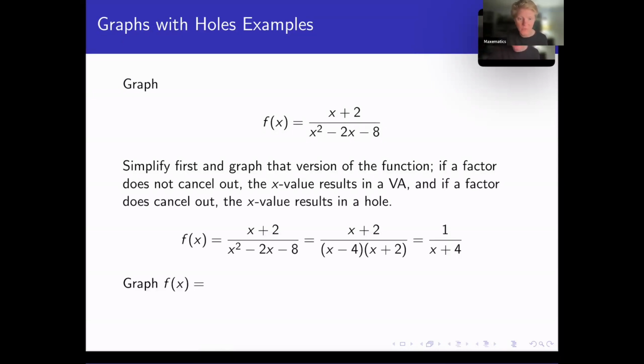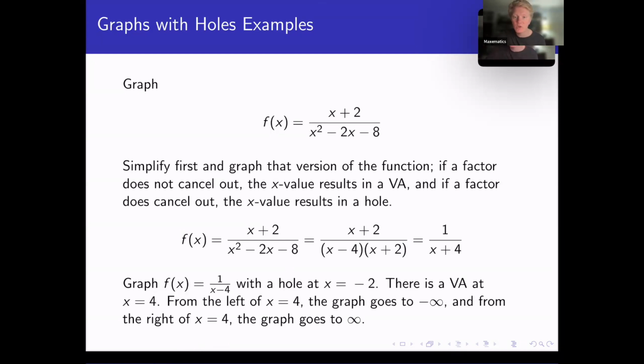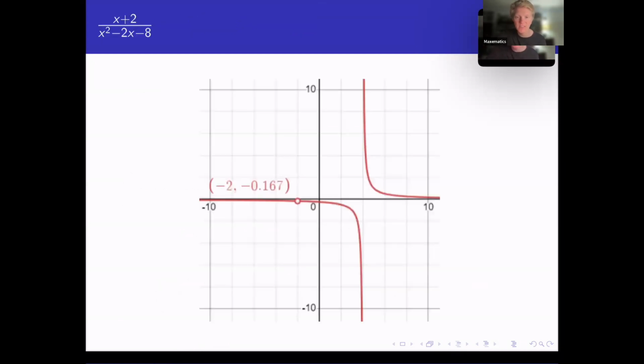So we're going to graph 1 over x minus 4. This should be 1 over x minus 4; I don't know how that happens. So we're going to graph 1 over x minus 4, like it's right here, but we're going to graph a hole at x equals negative 2. So there's a vertical asymptote at x equals positive 4, right? Again, this should be minus. So when you go to x equals 4 from the left, you go to negative infinity. When you go to x equals 4 from the right, you go to positive infinity. And there we go.